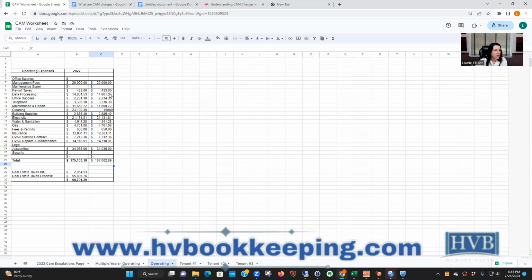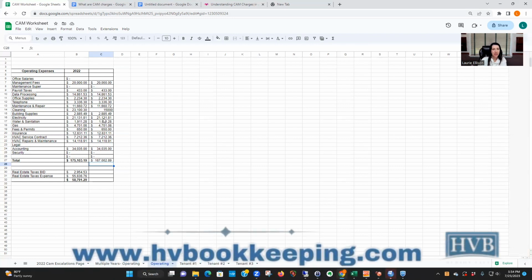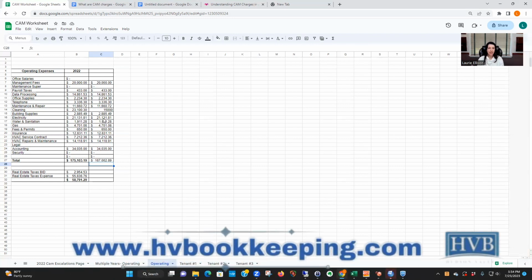Okay. So different things here: payroll, maintenance, cleaning, building supplies, electricity, water, gas. The electricity and the gas should be for only the common areas, right? Like the lobby, halls, and so forth. Insurance, usually a big one. Sometimes legal, accounting. You could have security, like a security guard or someone who works the desk in an office building, things like that. And then you would have your real estate taxes as a separate item.